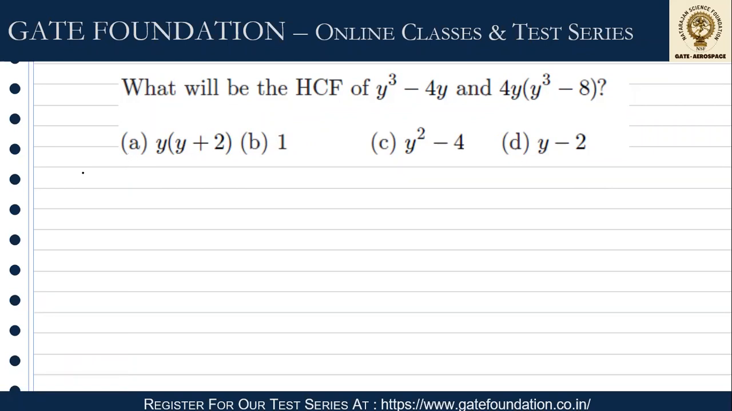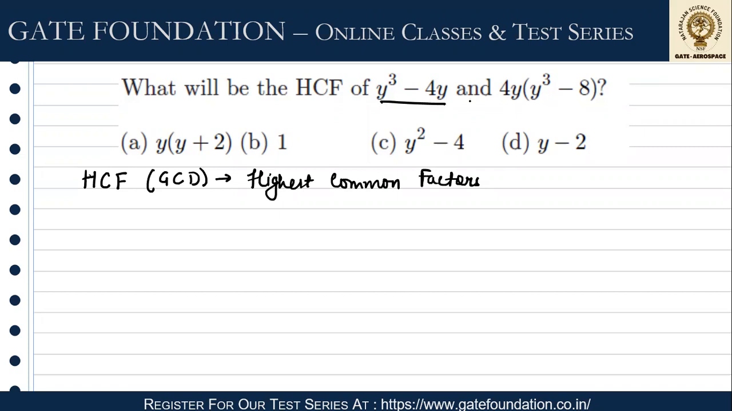Basically, HCF is also known as GCD. In some cases, you will find the same question with the name GCD. It stands for highest common factor. So you are supposed to find out the factors of these two terms which are given in the question: y cube minus 4y and 4y into (y cube minus 8). I'll take the two terms one by one, and then we'll try to identify what is common in them.